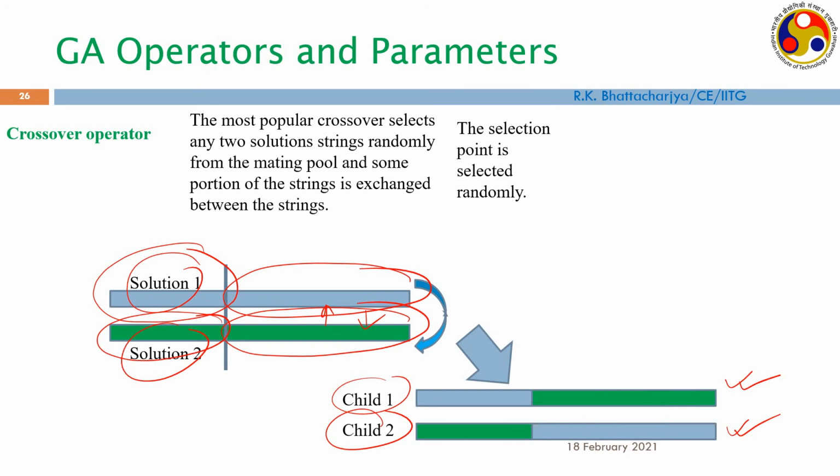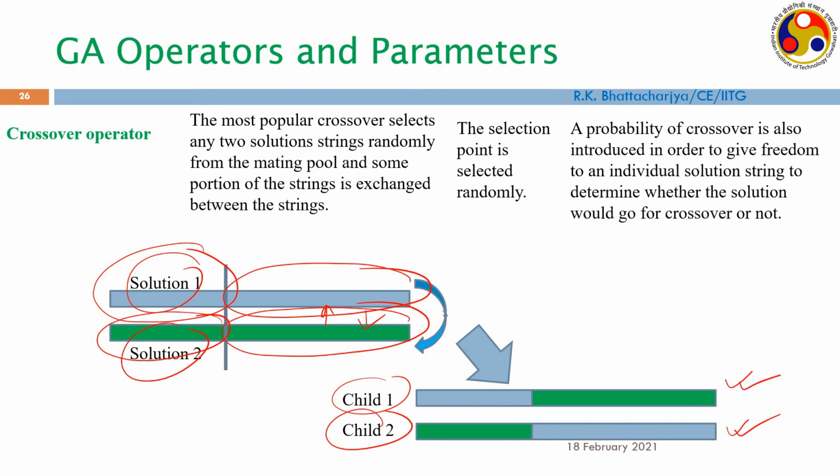So what is happening here is that you are using two solutions, two parents, and from the parents you are getting two children. From two solutions you are getting two new solutions. Now the question is whether, in the population, suppose you have 6 solutions, you will allow all of them to go for crossover or not.